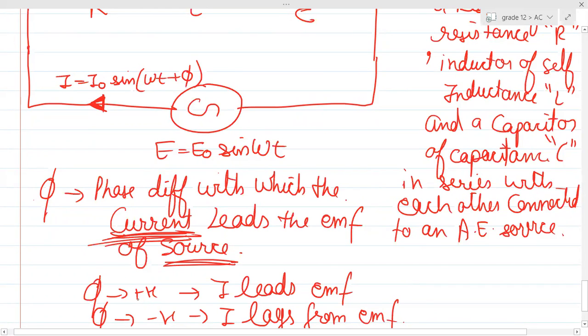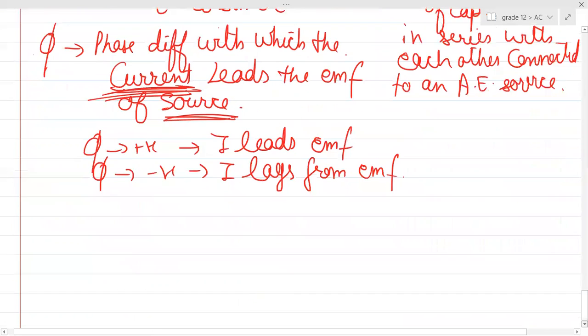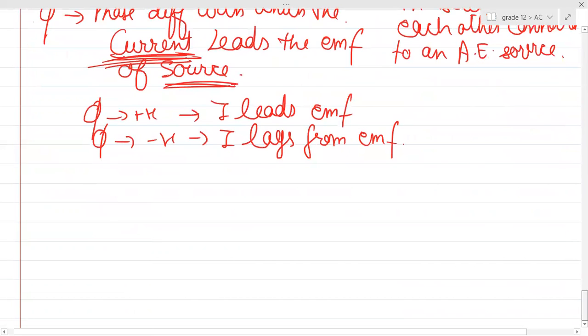Is this clear, guys? This you have to keep in mind. This is the convention which we generally take. So you'll write this as a statement. If phi is the phase difference with which the current leads the EMF, then E equals E naught sin omega t and I equals I naught sin omega t plus phi. Is this clear, guys?